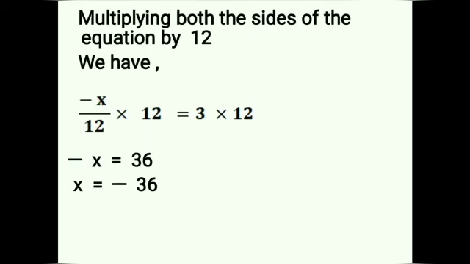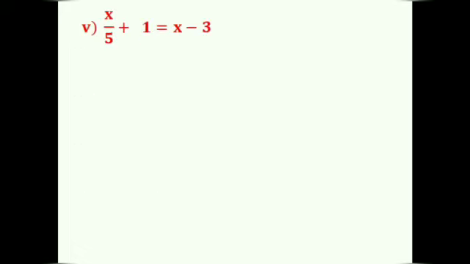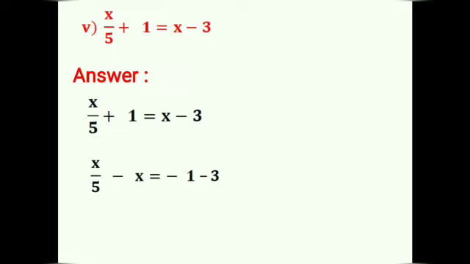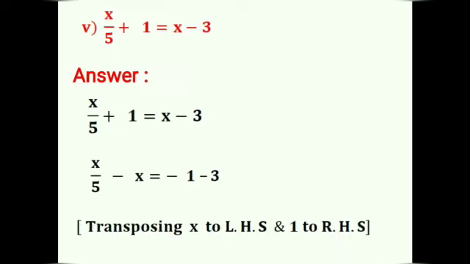So now the next example. Question number 5, x by 5 plus 1, which is equal to x minus 3. Okay, so first write down the given question as it is. Now we have to shift this, that means transposing this x to the left hand side and this 1 to the right hand side. So we have to change the sign. The sign of this x in the right hand side is plus, so that's why we put here a minus sign. Again the sign of this 1 is plus, so for the right hand side we have to write down here minus. Okay, so now solve this.